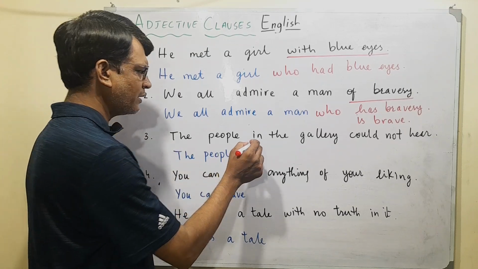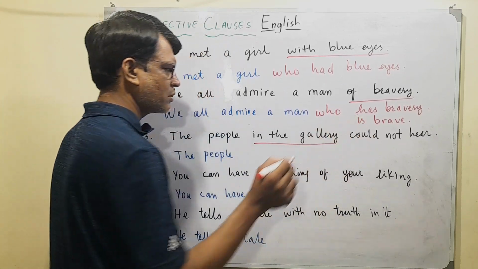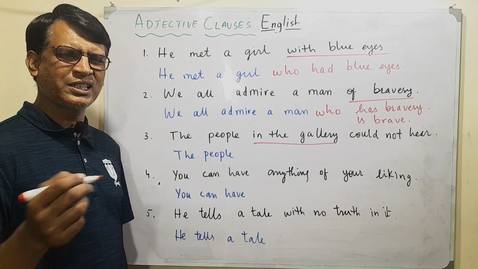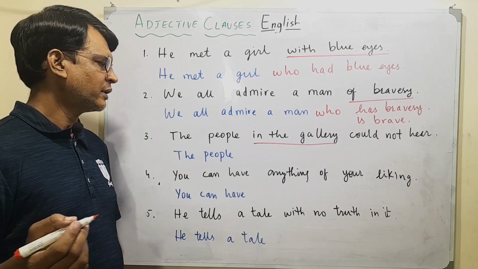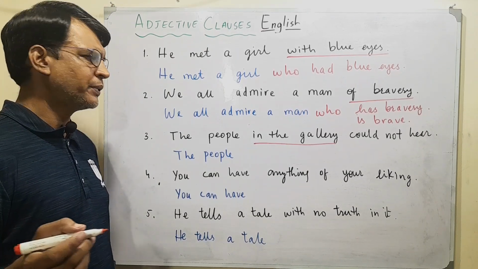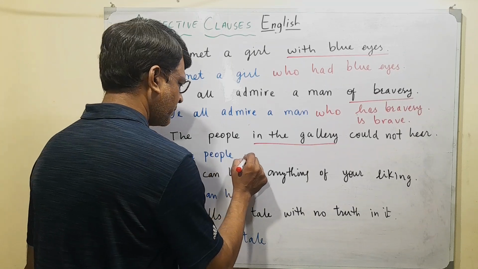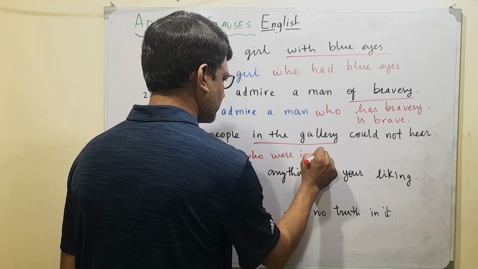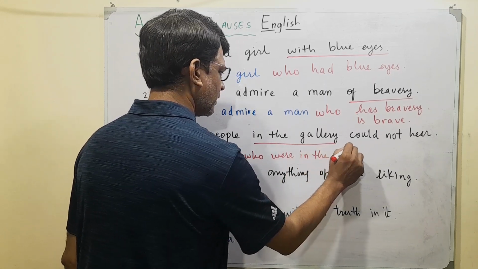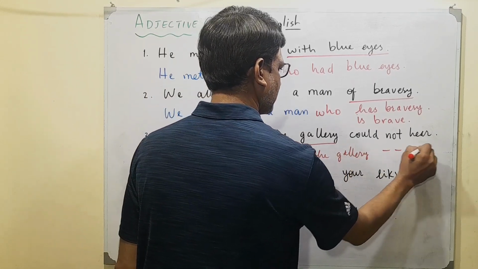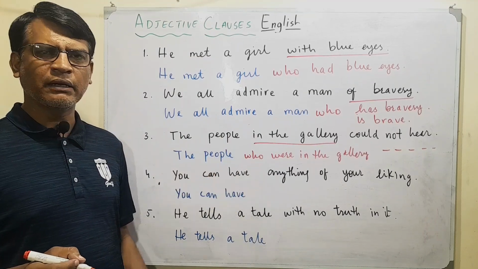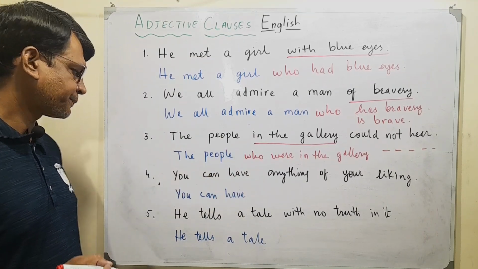Then the people in the gallery could not hear. How will we turn this adjective phrase into adjective clause? Let's think. The people who were in the gallery could not hear. And that will be the same. The people who were in the gallery could not hear.